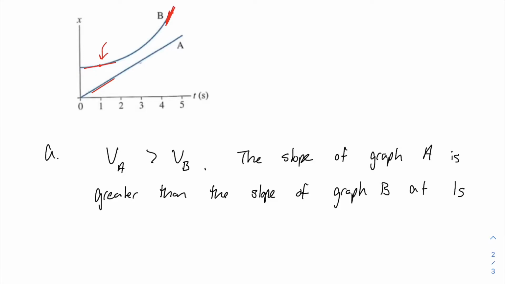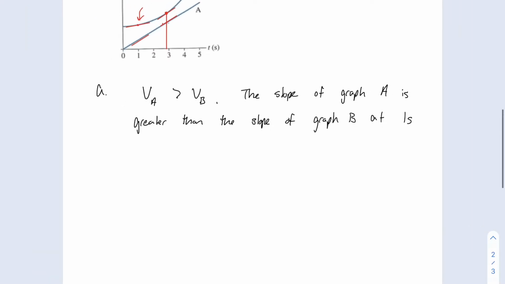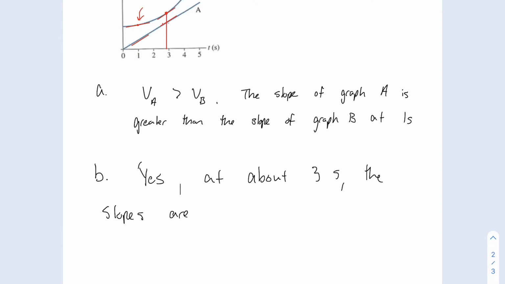It looks like it's right around this area, right? If I draw a line tangent at that point, that's pretty close to the slope of A. So we're just going to say yes for part B. And the time where they have similar slopes is around 3 seconds. So at about 3 seconds, the slopes are equal. And that's it for question 5.